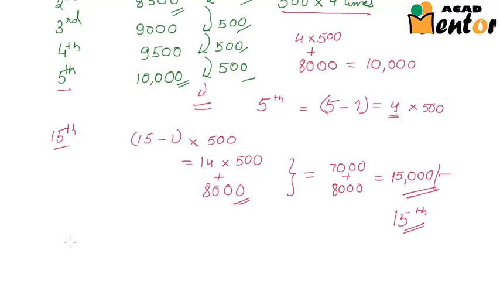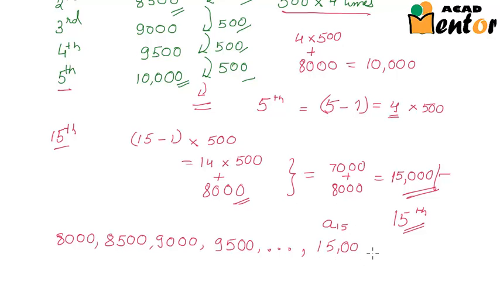The AP was 8,000, 8,500, 9,000, 9,500 and so on. The 15th term, which can be denoted by a15, is nothing but 15,000. And the 5th term, that was a5, was 10,000. Now I think you see a pattern here.